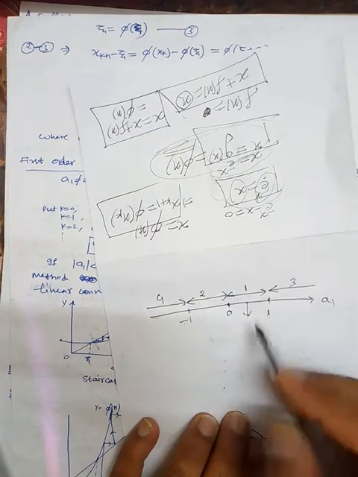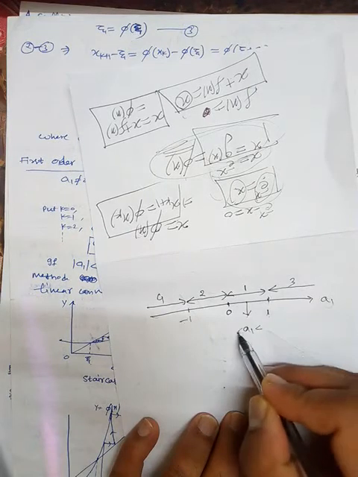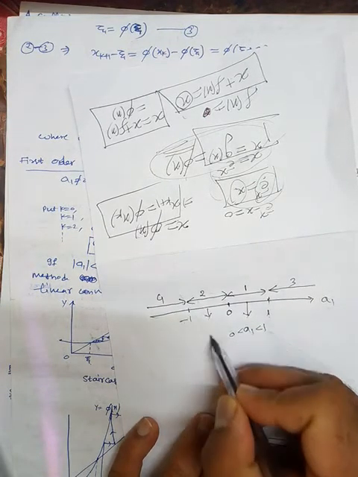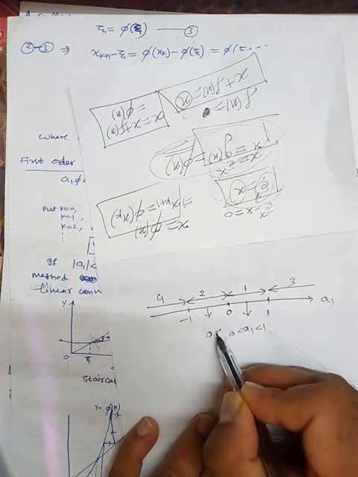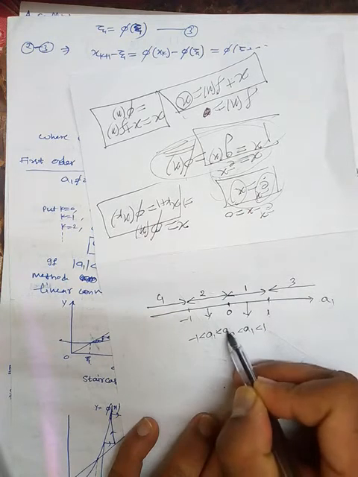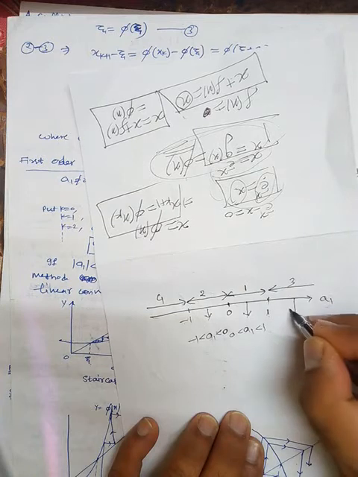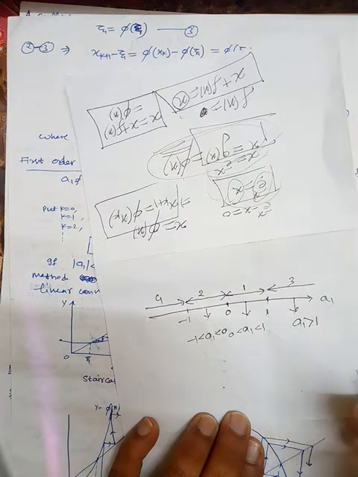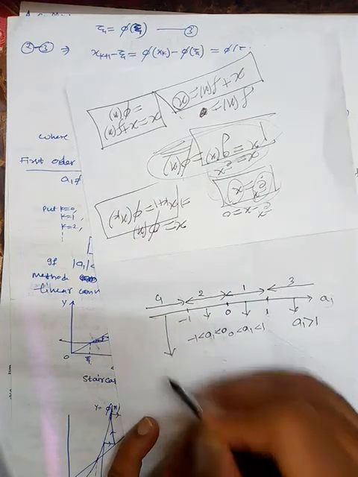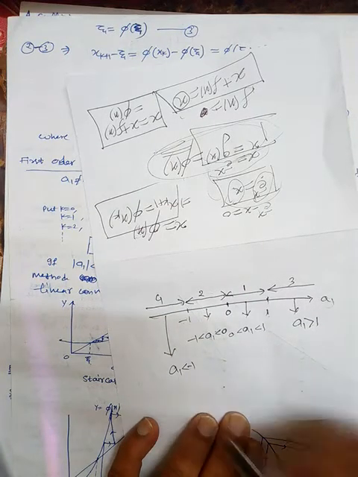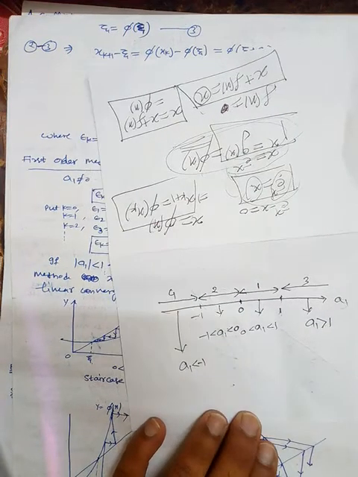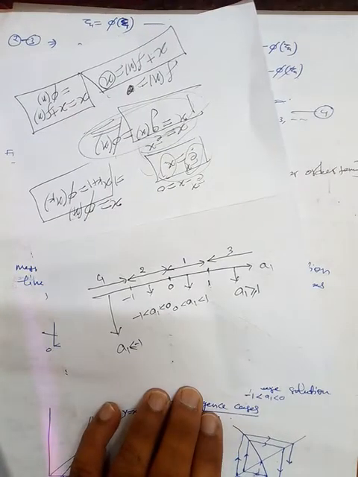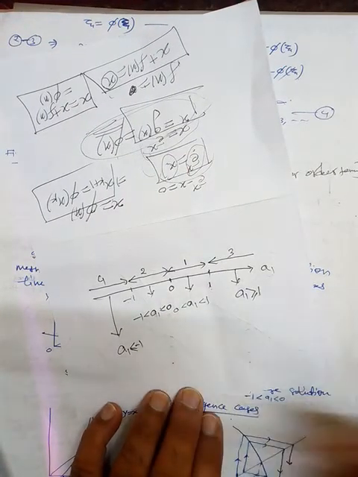Now for this part, here a1 is in between 0 and 1. For this part a1 is in between -1 and 0. For this third part, a1 is greater than or equal to 1, and here a1 is less than or equal to -1. Okay, here is equality. So now we will discuss these 4 parts.